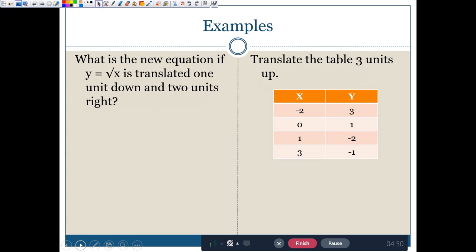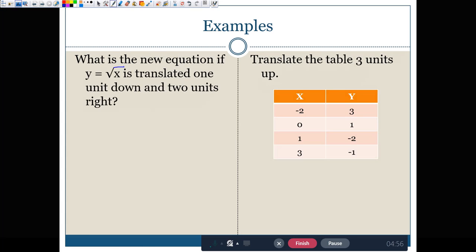What is the new equation if y equals the square root of x is translated 1 unit down and 2 units right? When it comes to these type of equations, we always want to work from the inside out. So we want to work with what's going to go on the inside of our square root first.